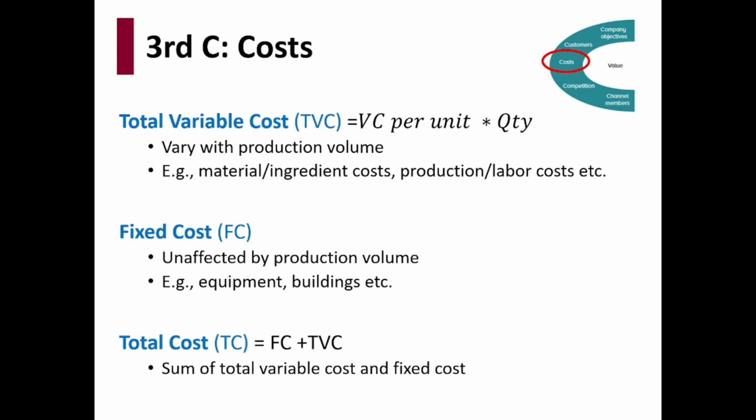Total cost is simply the sum of the total variable cost and fixed cost. Next, we'll illustrate how to use these costs in simple analysis that can inform managerial decision-making about setting prices.